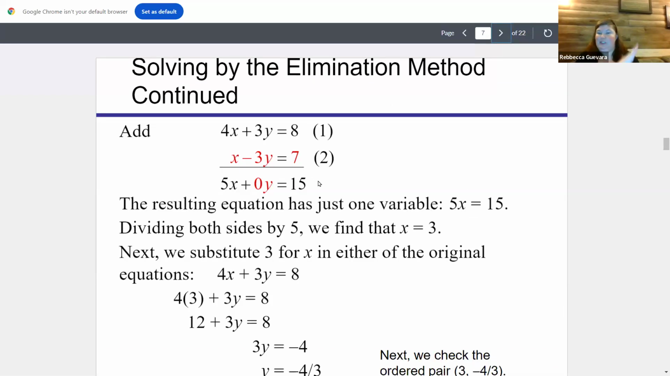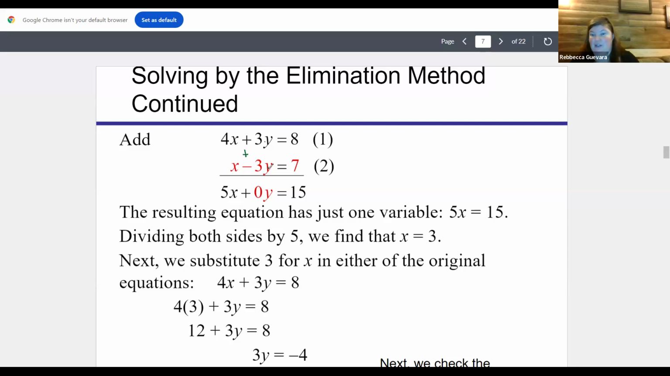So kind of what we do is we just set it up like it would be addition. And we know that we are going to add this and this together. So we got 4x plus 1x, that's going to give me 5x. We have plus 3y plus a negative 3y, which is going to leave me with 0 y's. So this could really just be 0. And then the same thing here, this is still plus. I have 8 plus 7, that's going to give me 15. So this is going to result in an equation that is just 5x equals 15.